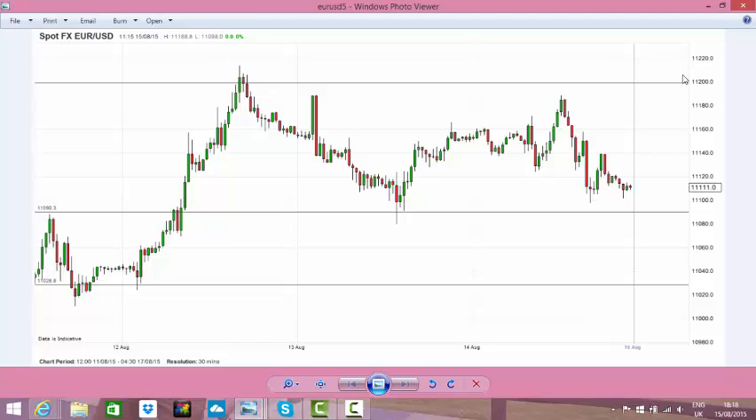We're talking about 1,000 points on euro dollar and maybe 2,000 points on gold. So that's a very substantial payback. Our risk reward ratio, we should be able to get a very decent risk reward ratio.